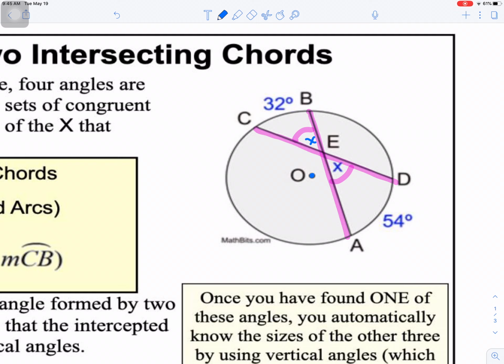Now, how do I know they're not half of their arcs? Well, half of their arcs, the vertex would have to be on the circle. They'd have to be inscribed angles like this to be half the arc. Okay? And remember, they have to be equal, and half of 54 is not equal to half of 32. So they're not central and they're not inscribed. They're something else. Okay? And that's what this lesson is for.